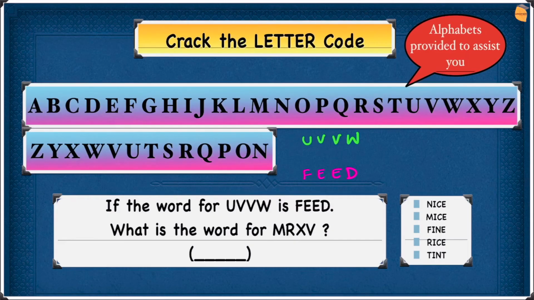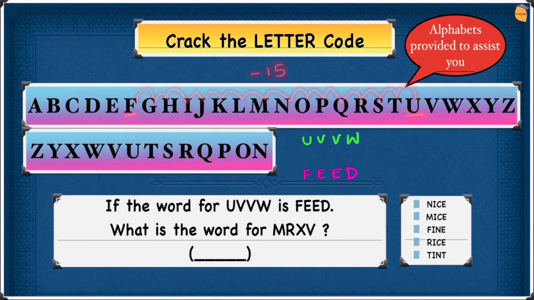F-E-E-D. So now we have to find the difference from U to F. So as you guys can see, U is over here, F is over here. It's a long way back, but let's do it anyway. So 1, 2, 3, 4, 5, 6, 7, 8, 9, 10, 11, 12, 13, 14, and 15. So it is 15 back.